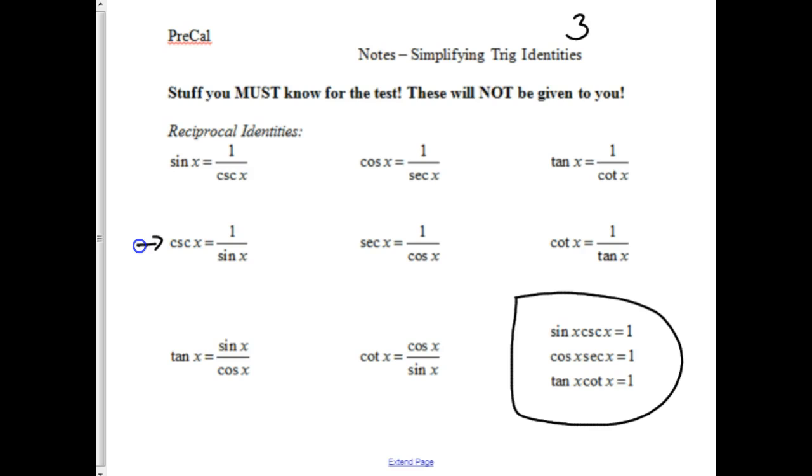Let's say 3 over 4 times 4 over 3. What would that actually equal? 1. If you thought 1, very good. Which is why all of these reciprocals actually equal 1, because you can technically cancel the 3 here, cancel the 4 here, and what happens if you cancel everything? That's like saying 1 times 1, which equals 1. Same basic idea with these. When you multiply reciprocals together, they equal 1.